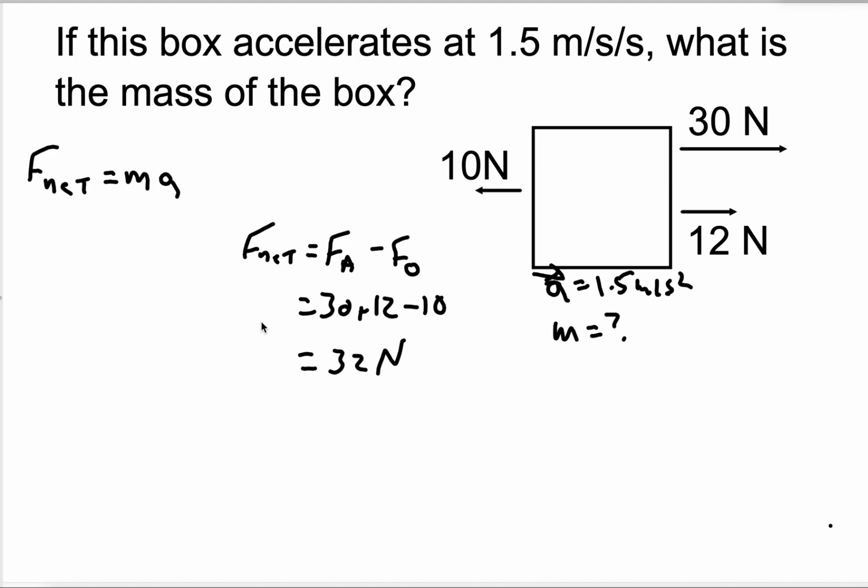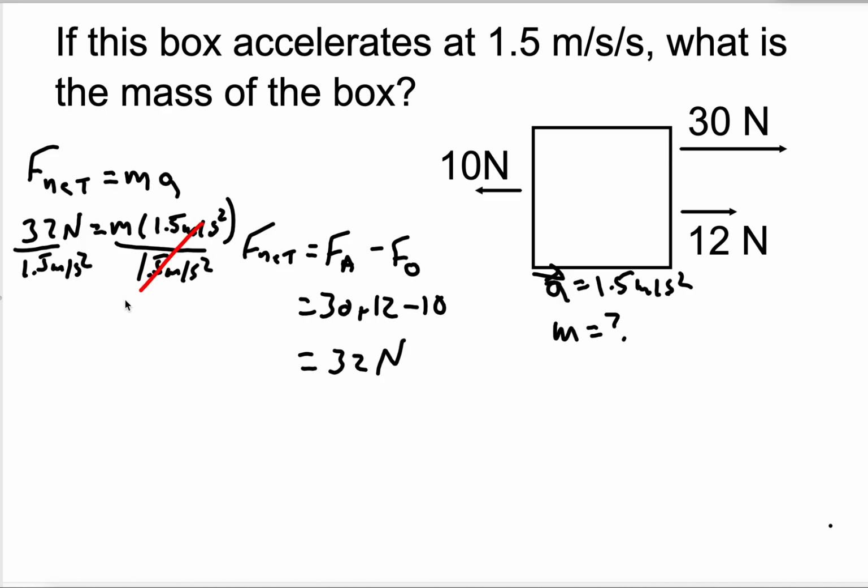We did that already on the other slide, right? So now I plug that into my equation here. 32 newtons equals the mass times the acceleration, 1.5 meters per second squared. I want to get rid of that 1.5. It's being multiplied, so I would divide. The 1.5s will disappear, right? And can someone punch that in their calculator? What would be 32 divided by 1.5?